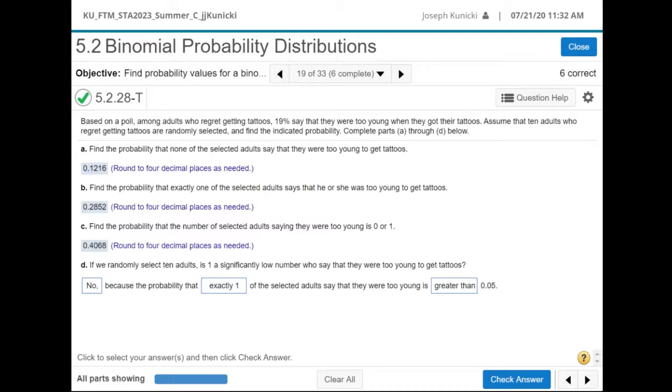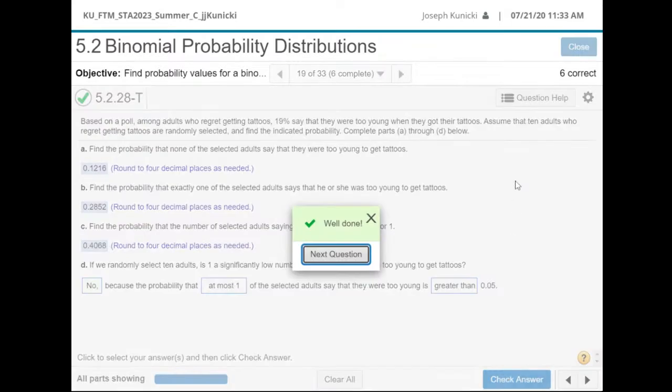I'm not sure what they're driving at here. This is when I get confused by the machine. If we randomly select 10 adults, is 1 a significantly low number who say they were too young to get tattoos? Maybe this is at most 1. We'll do it that way. Let's see what happens. Yeah, I just put exactly 1 instead of at most 1. They were looking at part C instead of part B.